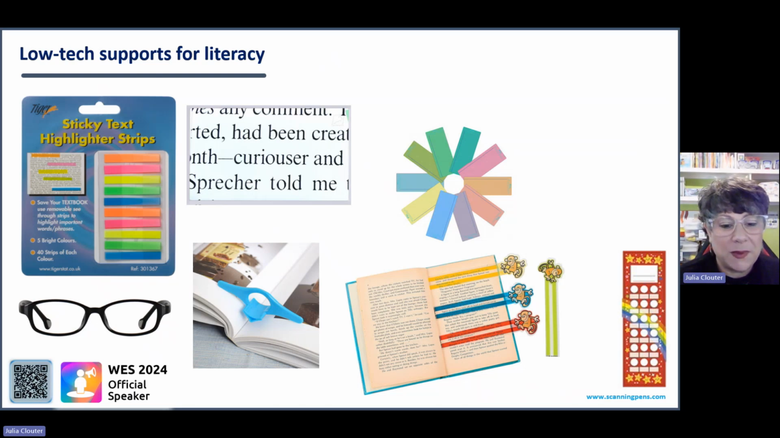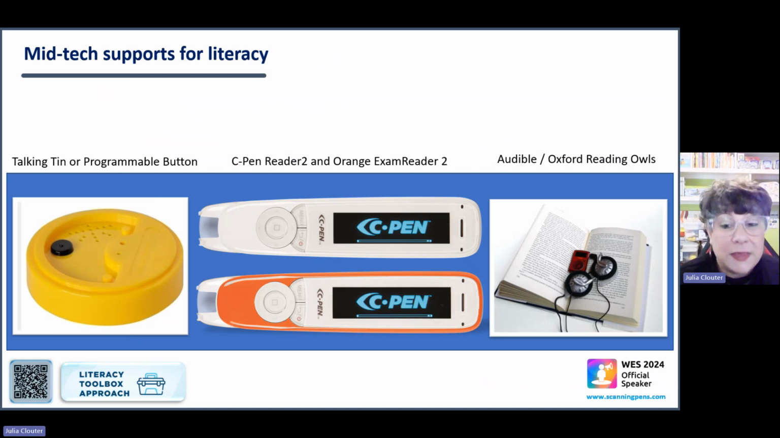What other things might you put in that box? I hope you thought of a few more. There are also mid-tech supports for literacy. This just means they've got a battery. So a talking tin or a programmable button. Wow, really fantastic if you want to record a story, a poem, a thought, idea, and you can't write that down fast enough, but you could program it into a programmable button.